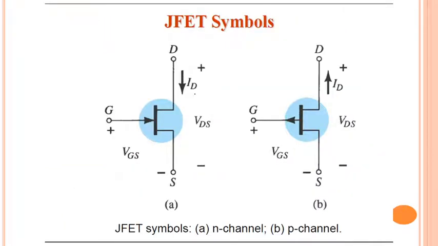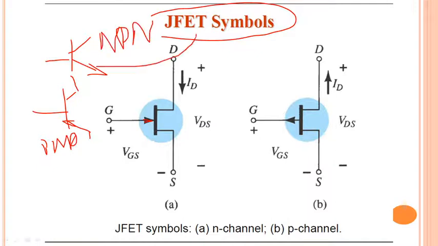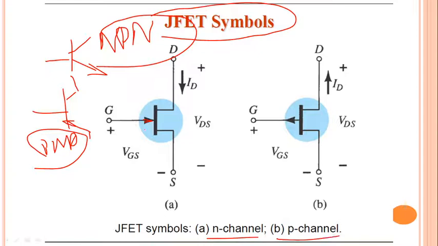These are the symbols of the JFET. The arrow inside indicates the N channel JFET. This is the symbol of my BJT: the arrow outside is the NPN transistor, and the arrow inside is the PNP transistor. Here in the JFET, there are the N channel and P channel. The arrow inside indicates the N channel, and the arrow outside indicates my P channel JFET.